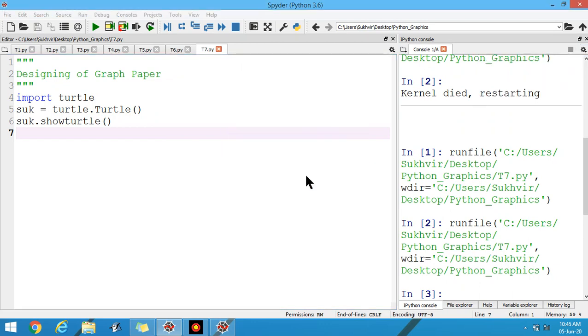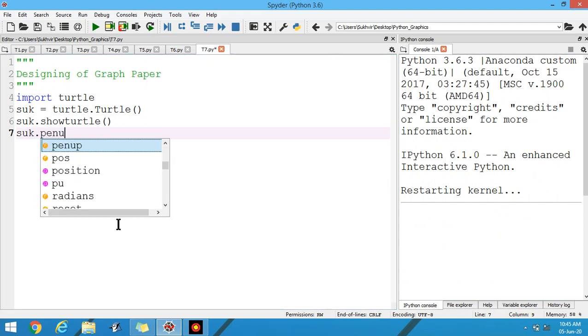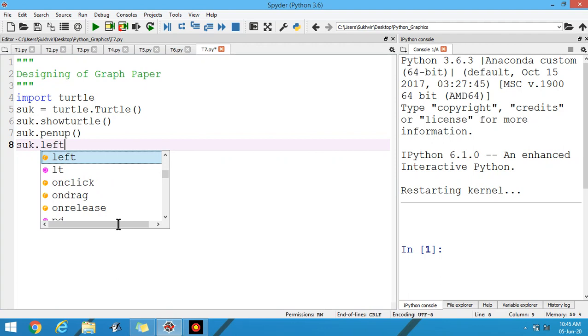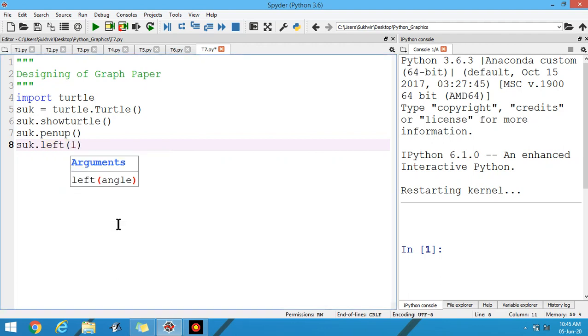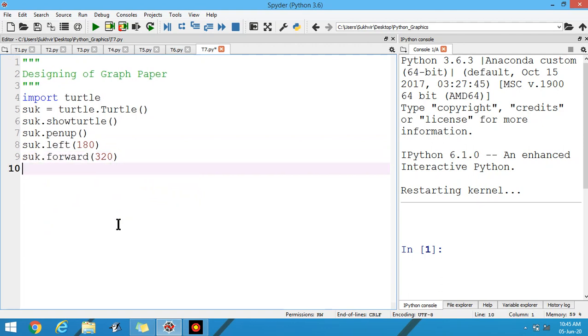Along with the wordings. First of all, show turtle, then suk dot pen up, then suk dot left at an angle of 180 degrees, then suk dot forward, let us say 320. Basically it's moving towards the left side.